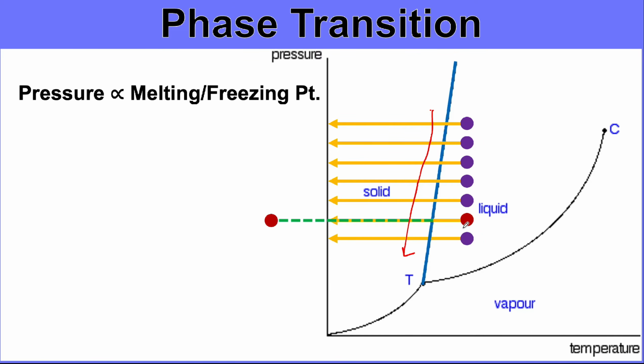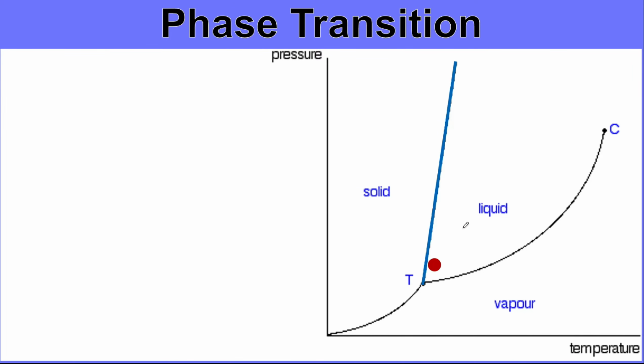Okay, you can see this effect here. This sample is liquid because it's in the liquid area, right? Now, I decided to increase the pressure up to here. So at this point, my substance is solid. So I can make this liquid again by decreasing the pressure. Okay, so it will hit the same point.